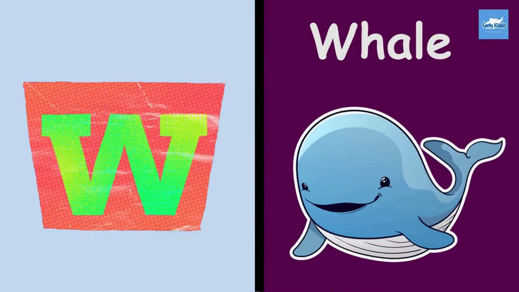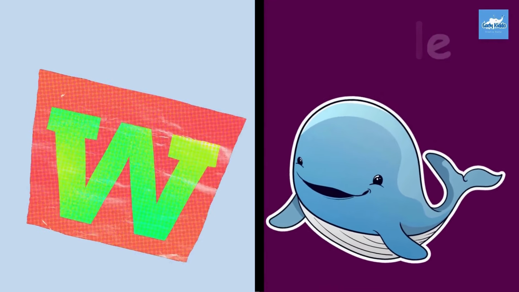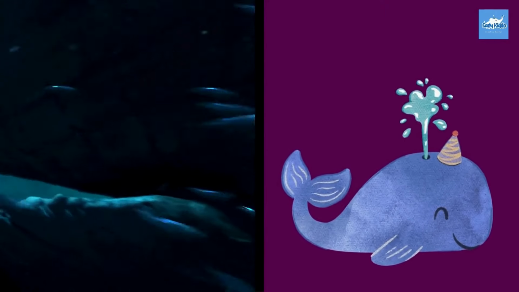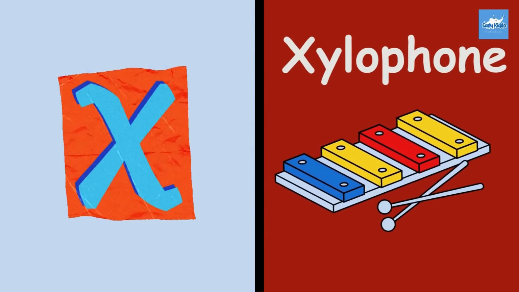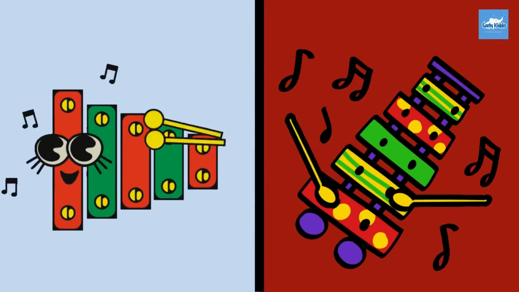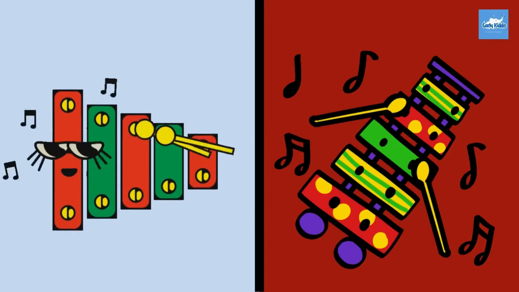W is for whale. W, w, whale. W, whale. X is for xylophone. X, x, xylophone. X, xylophone.